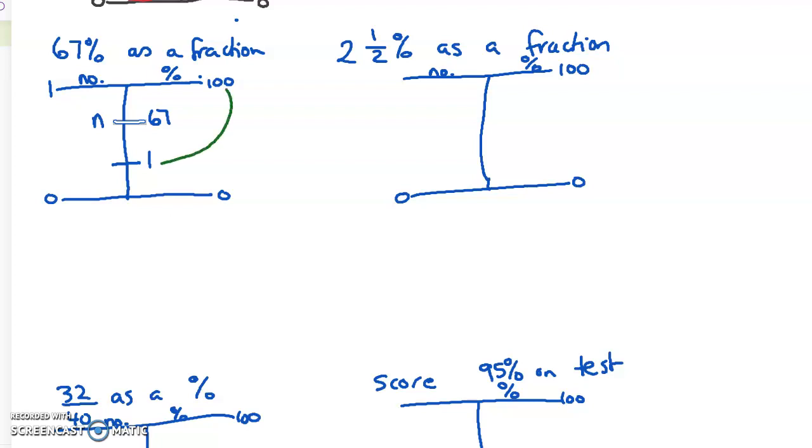How does 100% become 1%? I'd have to divide by 100. If I know what 1% is, could I work out 67%? Absolutely I could. I could multiply that 1% by 67, and I would do the same thing on the other side.